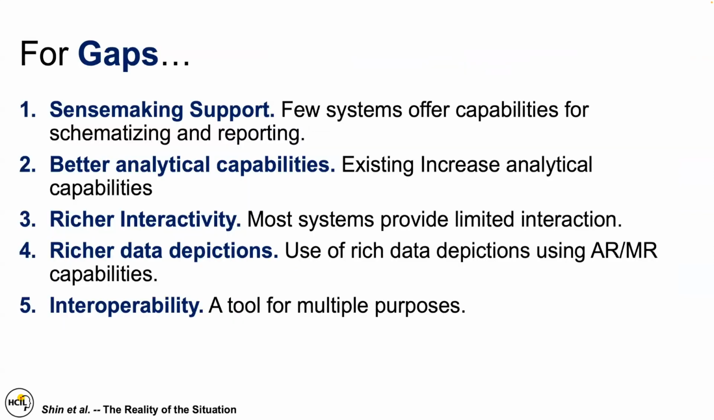We have identified the following gaps using our taxonomy. First, that there are few systems that offer capabilities for schematizing and reporting. Second, we believe that there is the possibility to increase analytical capabilities. Third, we think that it is possible to build systems with more interaction. Fourth, we believe that systems can better leverage the capability of AR or MR's ability to depict compelling objects onto the world. Last but not least, we think that tools can be used across multiple tasks when existing tools are focused mainly on one task per tool.